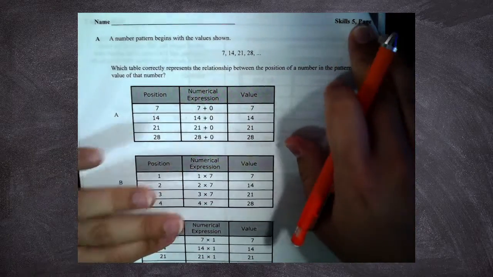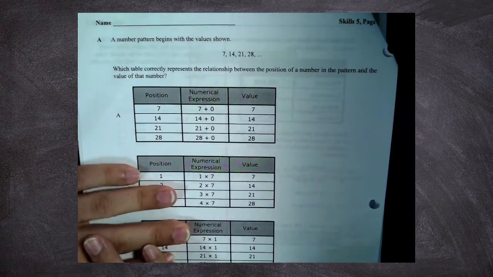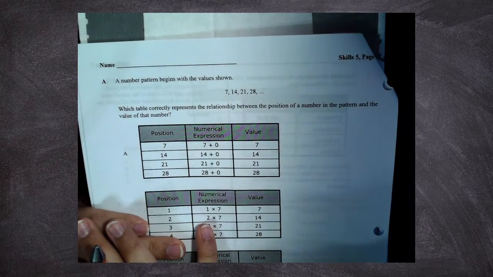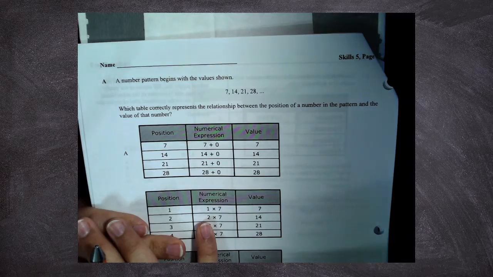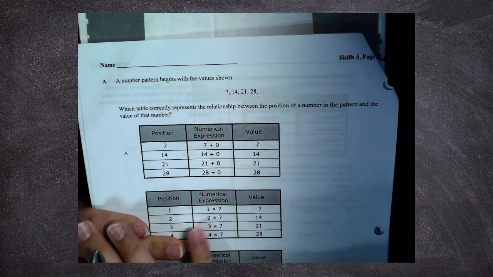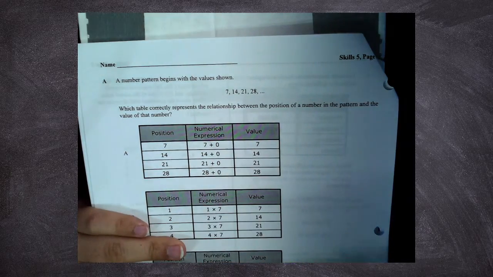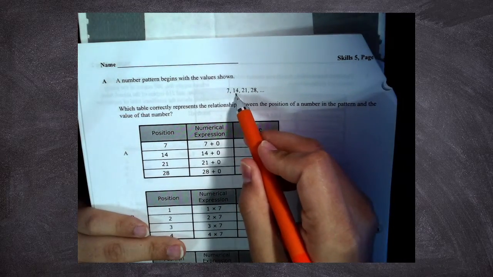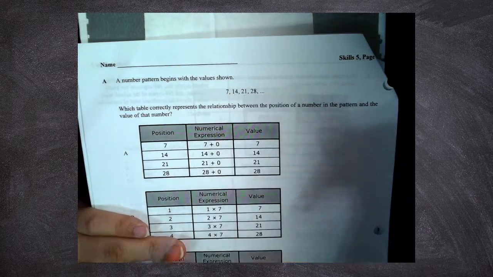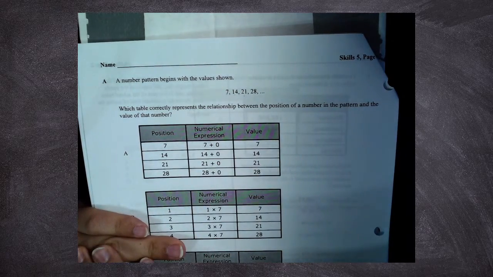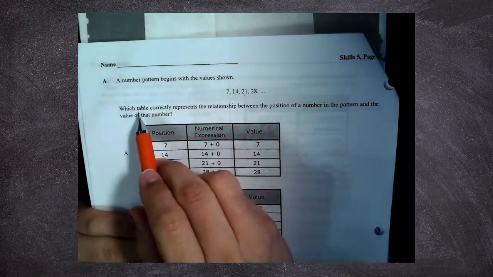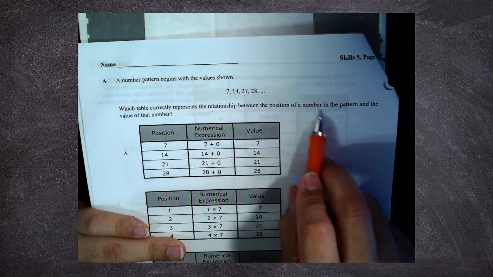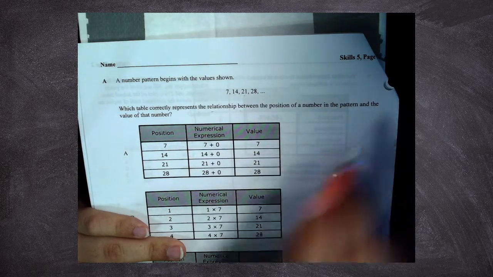So on Skills 5, like I said, it just has one problem on the whole page. It says a number pattern begins with the values shown. So they give us a list of numbers in a pattern. The pattern is 7, 14, 21, 28. Which table correctly represents the relationship between the position of a number in the pattern and the value of that number?